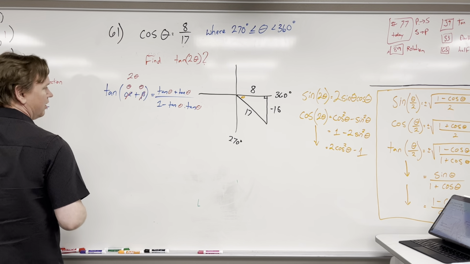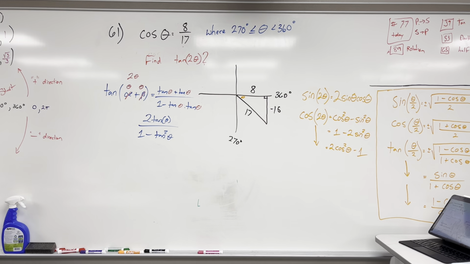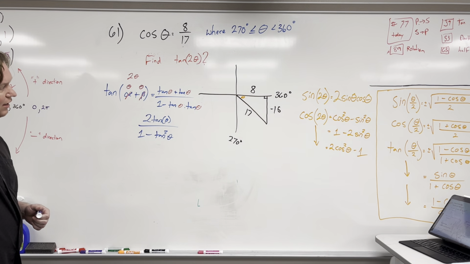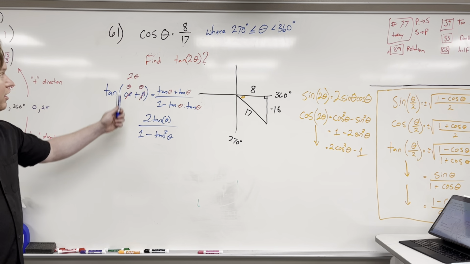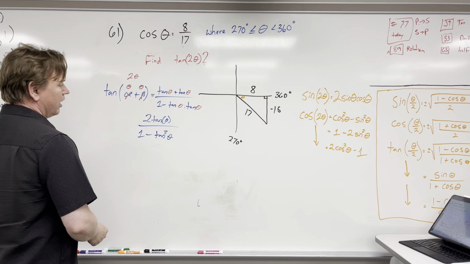So we change it there. Tangent of 2 theta is 2 tangent theta over 1 minus tangent squared theta. You do know it. So that's what we're going to use.